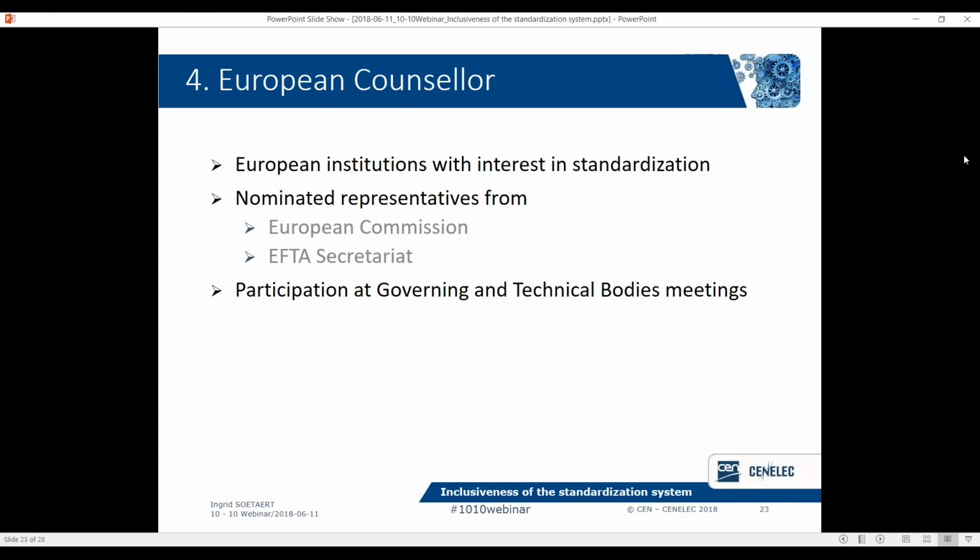The European councillors are nominated representatives from the European Commission and EFTA, who regularly participate in CEN and/or CENELEC governing and technical body meetings and their activities. They can participate in the spring annual general assemblies, the working groups or advisory groups of CEN and CENELEC governing bodies, technical boards and technical bodies.